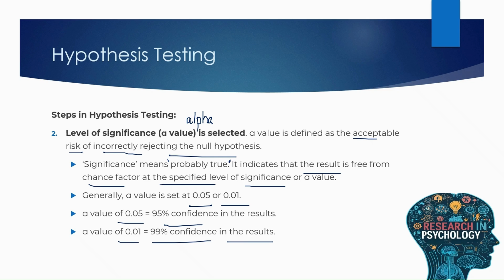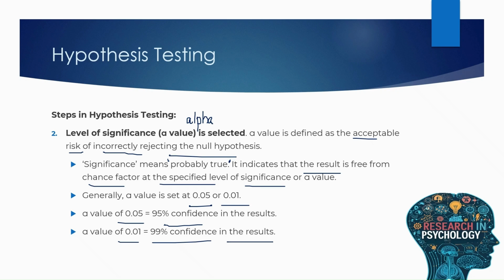Now this is a very important concept. I hope you understood it. Alpha value is the acceptable risk, how much chance you can take that your null hypothesis has been incorrectly rejected, which means the null hypothesis should have been accepted, there is no significant difference, the study should not have been conducted, but you are still going ahead, right? So what is the risk of that? It's the alpha value. Significance means probably true, it could be true also. This indicates that within the acceptable risk, the result is free from any chance factor.